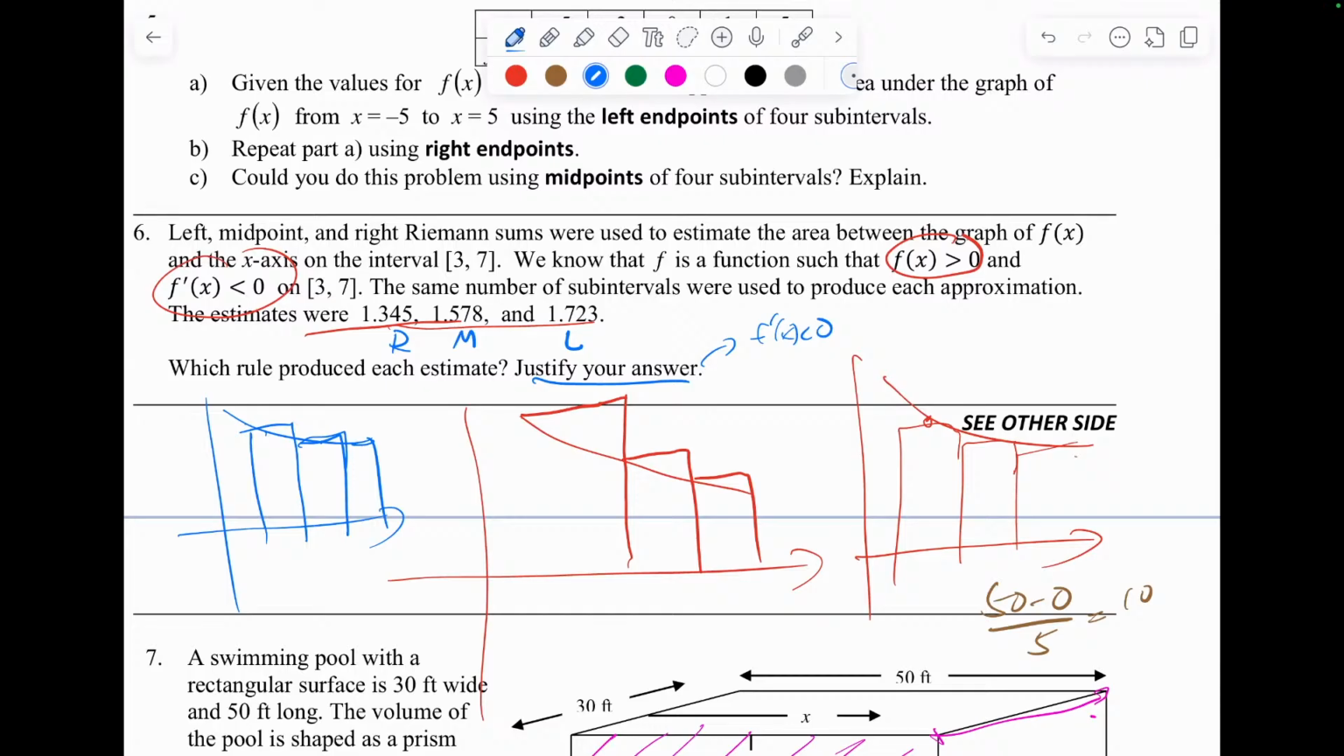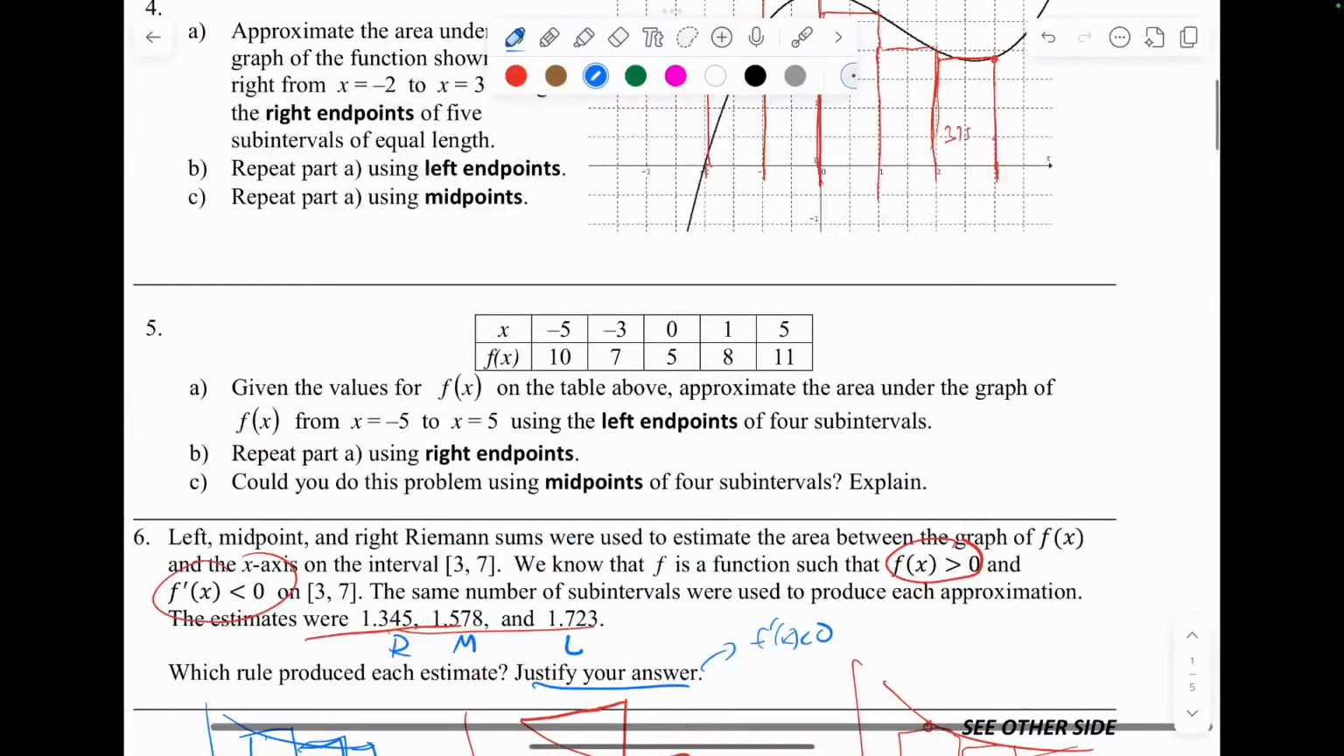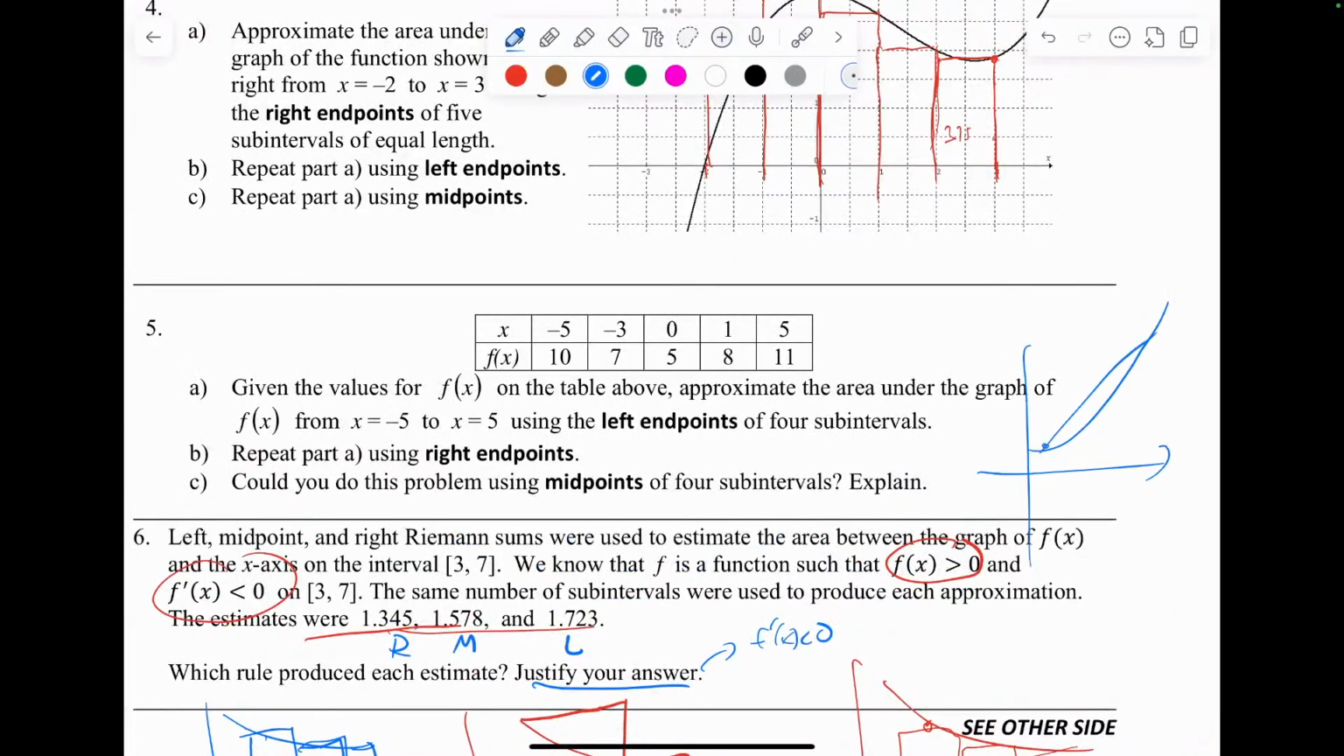Now, in order for the trapezoid to work, you have to understand that the trapezoid is based on concavity. So it's based on f double prime of x being less than 0 or greater than 0. So you have to understand that. If I ask you a question about a trapezoid, you have to say it's because it's concave up or concave down. And by drawing, you can tell whether it's an over or under approximation.